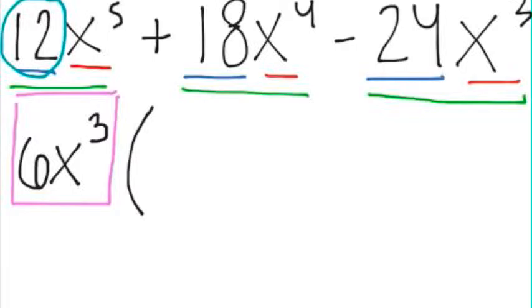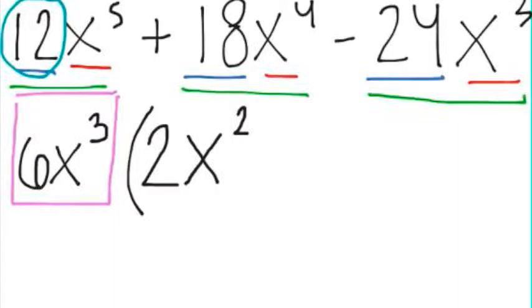12 divided by 6 is 2. And then when we want to divide variables, we will place the variable right beside the coefficient, and we're going to subtract, in this case, 5 minus 3. 5 minus 3 gives me 2. So now we just divided the first part with the greatest common factor. Now, let's try the second part.